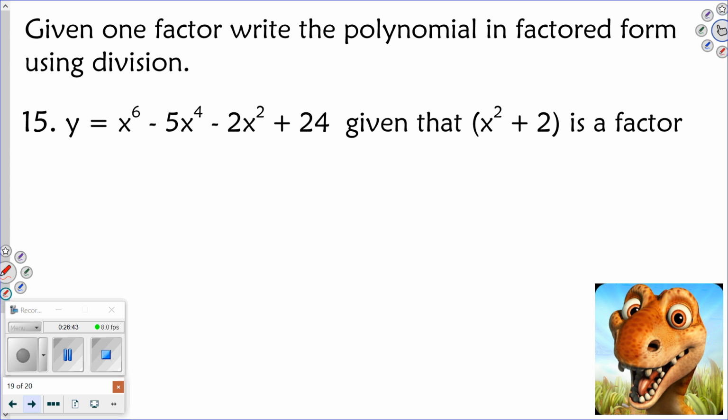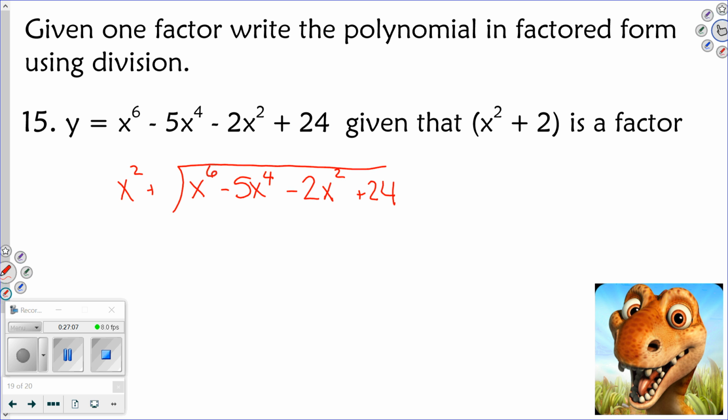Given one factor, write the polynomial in factored form using division. I can't use synthetic. It's got to be long division. All right, so we'll just set it up, dividing by x squared plus 2. But I'm glad that you're recognizing when I can and when I cannot use synthetic.